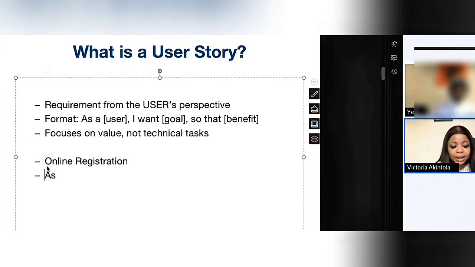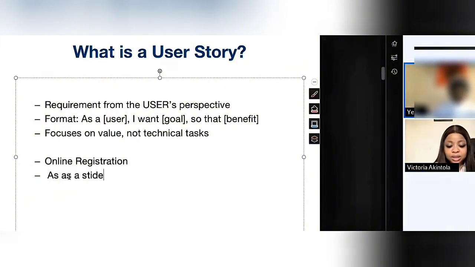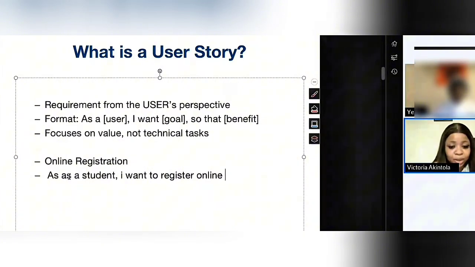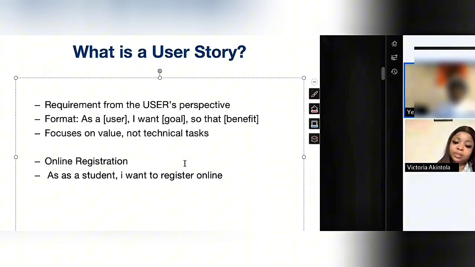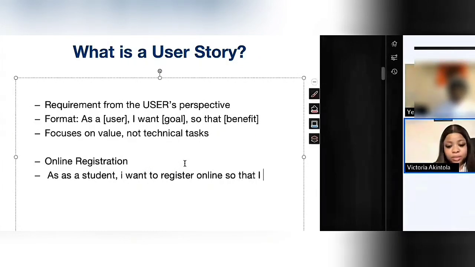So if you go down, you say, as a student, help me with the user story. As a student, I want to be able to register online. Right. Okay. As a student, I want to register online. As a student, I want to be able to enter my personal details. You're not done. This is incomplete. We're looking at: as a student, I want to register online so that I can enter my personal details. Okay.